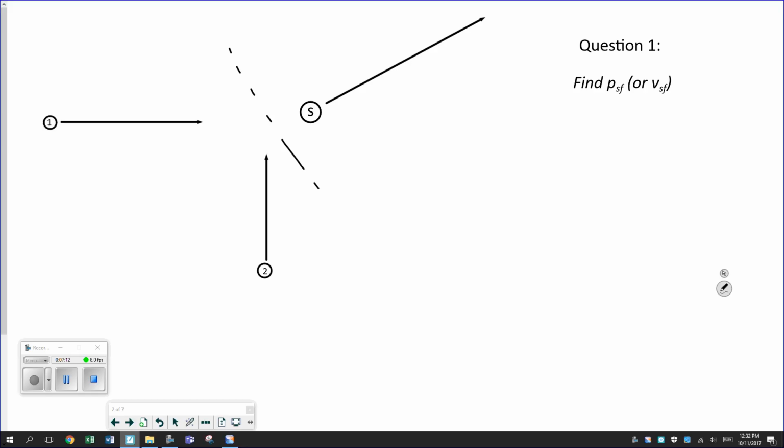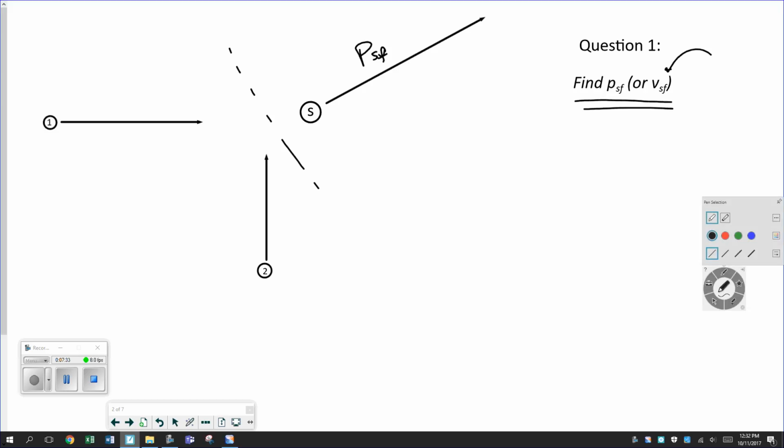There's one style of question that says, find me either the final system momentum, or maybe we want to go one step further and find the final system velocity. That means there are two things you don't know: what that number is, and what that angle is.